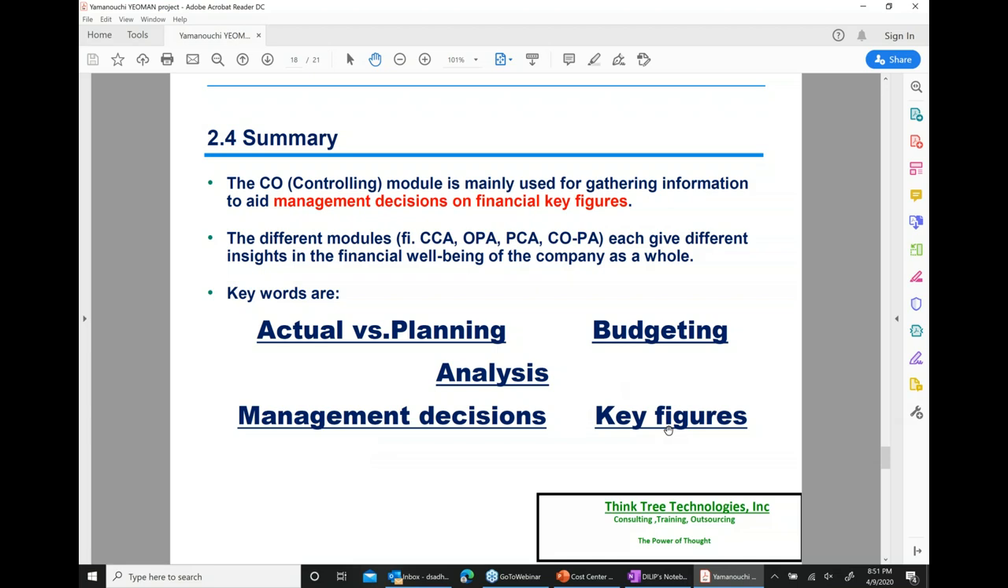And you have different key figures which you can analyze and report as you choose.